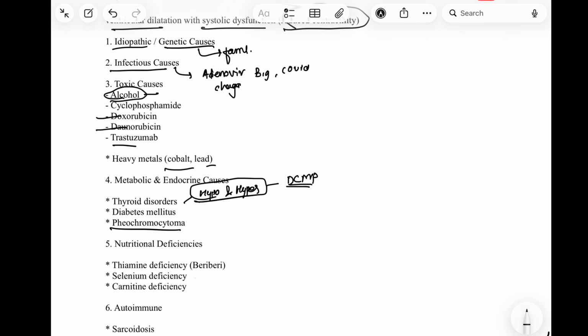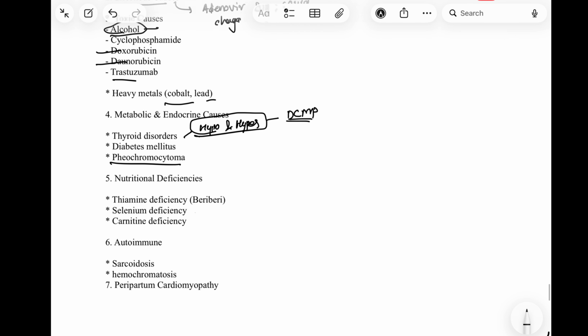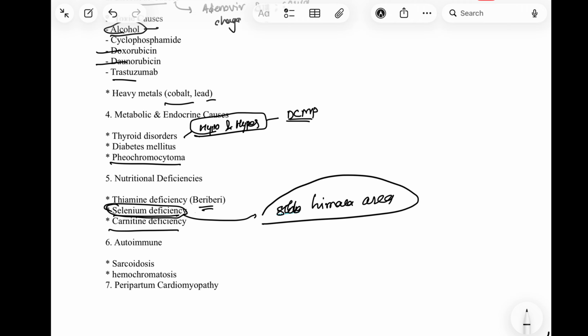The nutritional deficiencies like thiamine deficiency, that is the beriberi syndrome, and selenium deficiency and carnitine deficiency. One thing to remember about this selenium deficiency is that it occurs in the sub-Himalayan area, right? And this disease is also known as Keshan disease. So there is a one-liner question about this, where they will just put: selenium deficiency is also known as which disease, right? So Keshan disease is the answer.